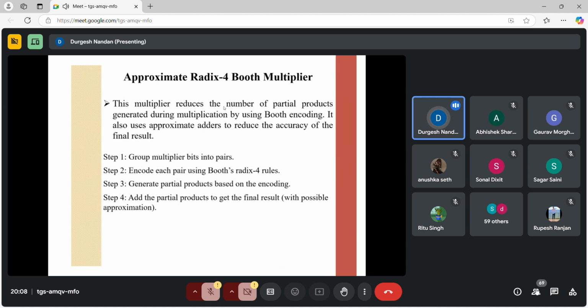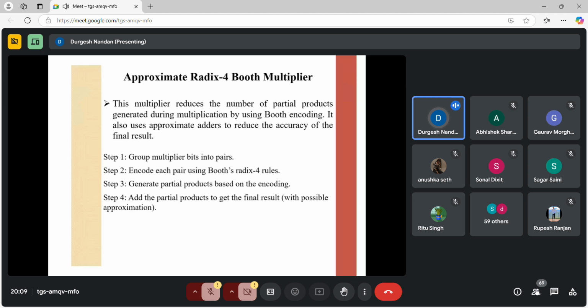One popular approach is the approximate radix-4 Booth multiplier. Basically, in that we reduce the number of partial products generated during the multiplication by using Booth encoding. It also uses an approximate adder to reduce the accuracy of the final result.